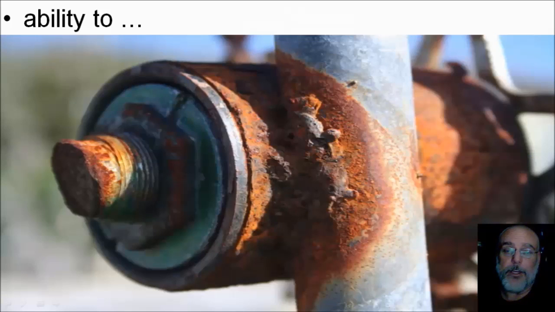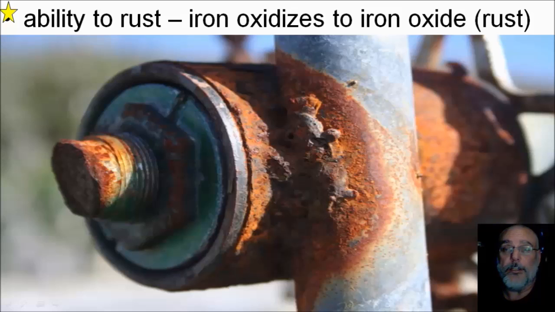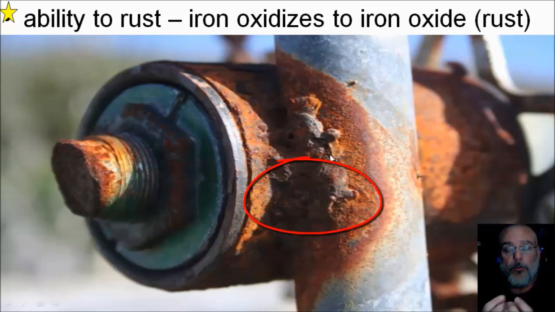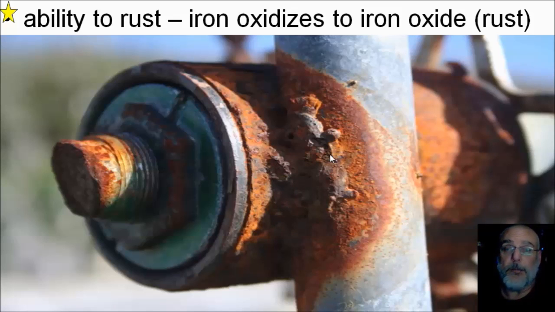The ability to rust is a chemical property. So when iron oxidizes to iron oxide, that is a chemical change. Iron and iron oxide are very different. They have different properties. They're different colors. The iron is much stronger, and the rust is very brittle. You can crumple it up with your fingers. And on a molecular level, it's a completely different substance. Iron and iron oxide are different substances.